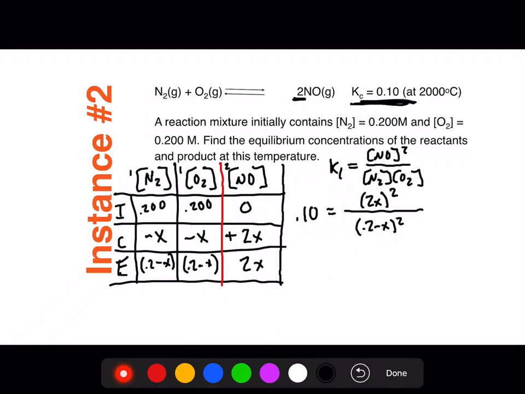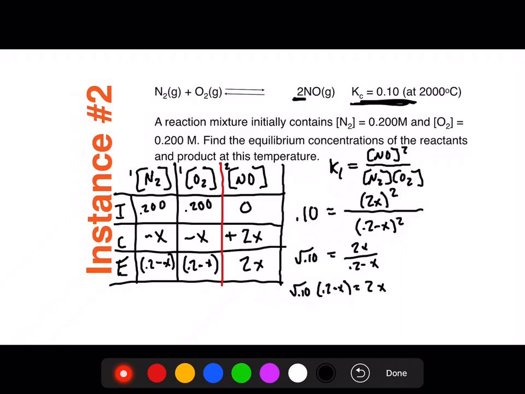We just got to solve for x now. Eventually things are going to get harder and we'll have to do the quadratic equation. On this one we don't have to. We can take the square root of both sides. So you end up with the square root of 0.10 equals 2x over 0.2 minus x. Move the 0.2 minus x to the other side. So you get your square root of 0.10 times 0.2 minus x equals 2x.